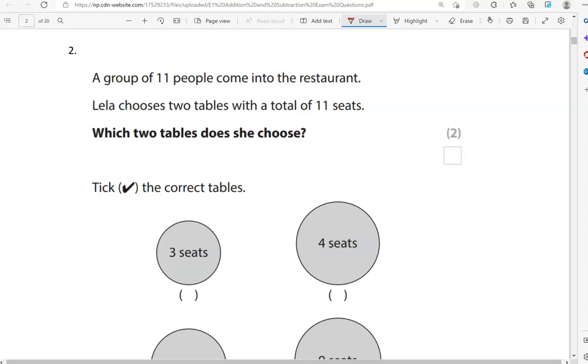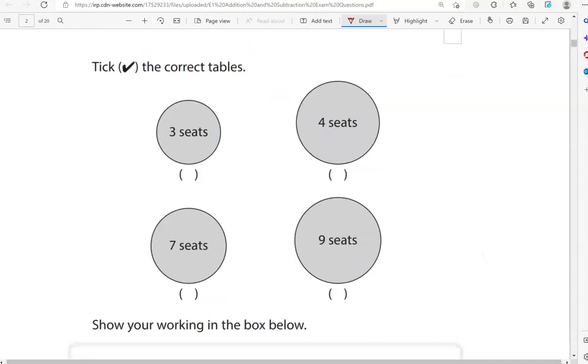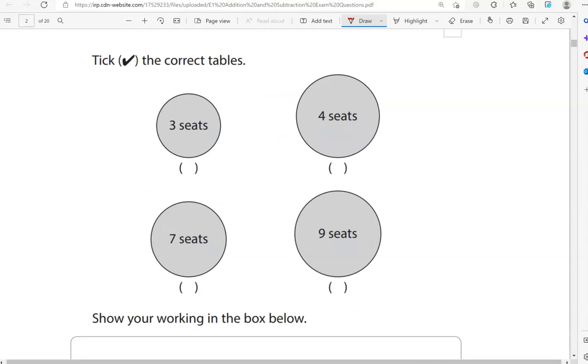A group of 11 people came into the restaurant. Leila chooses 2 tables with a total of 11 seats. Total, that means adding. Which 2 tables does she choose? So when we add 2 numbers, that should give us 11. Tick the correct tables. So we're going to add 2 of these numbers to give us 11.